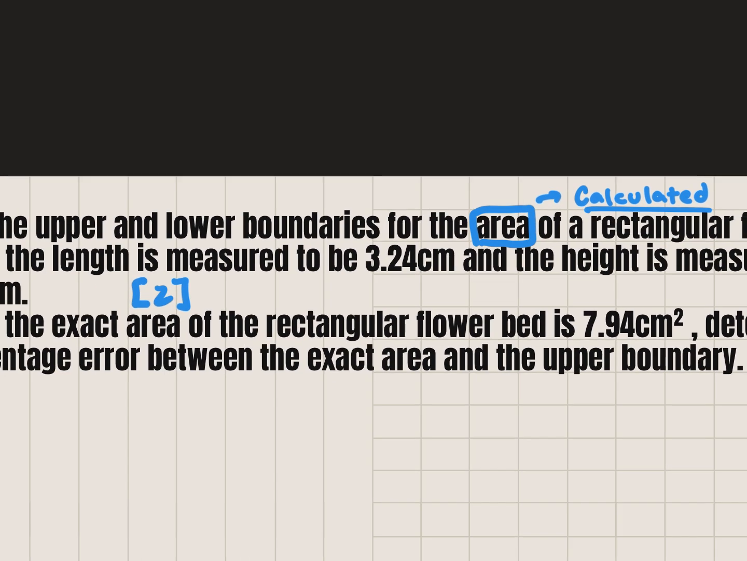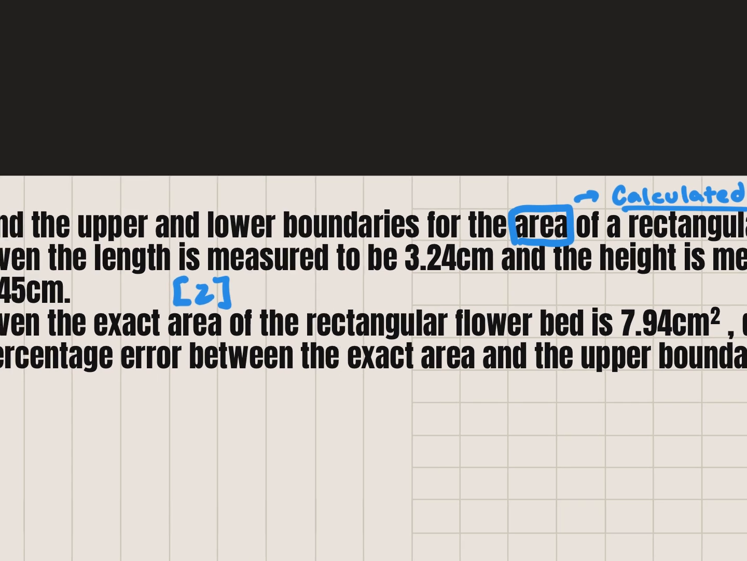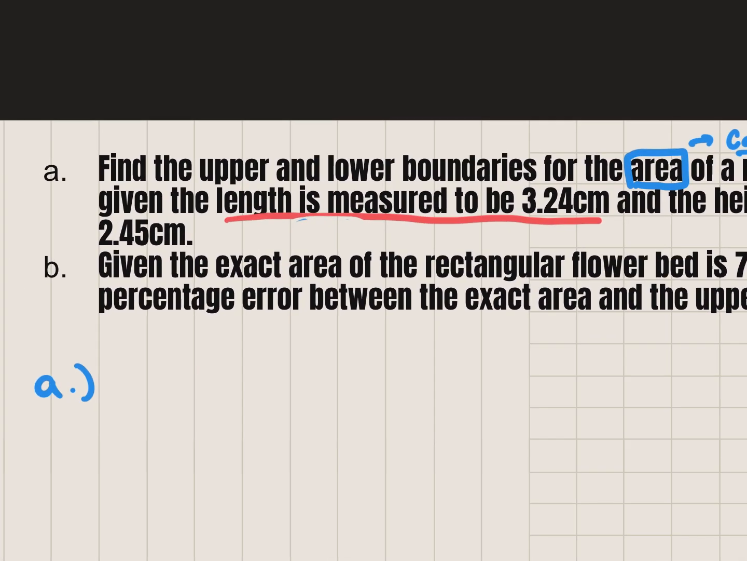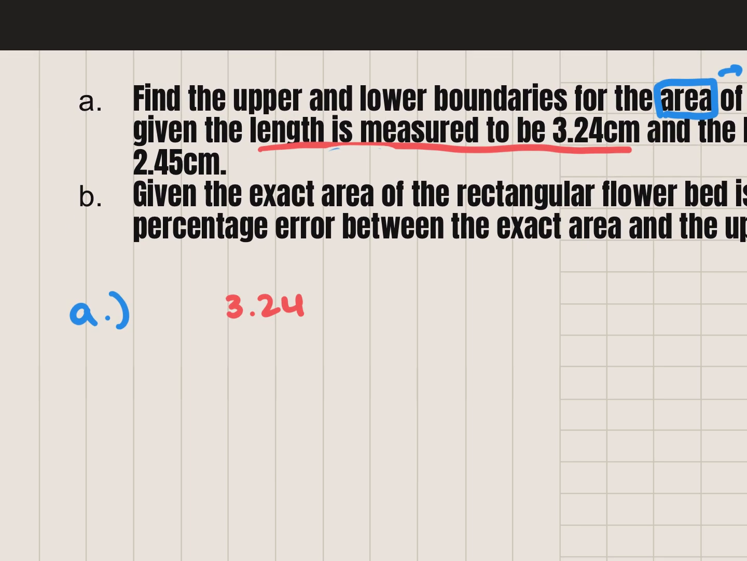So in this case, they tell us our length is measured to be 3.24 centimeters. I'm going to go ahead and erase this little 2 here because I don't really need it. It was just indicating what potential marks might be given here. So the length is measured to be 3.24 centimeters. So I'm going to go ahead and jot down the 3.24 centimeters. And I'm going to find the upper and lower boundary for that because that is the thing that is measured. That is the thing that potentially has a human error in the value.